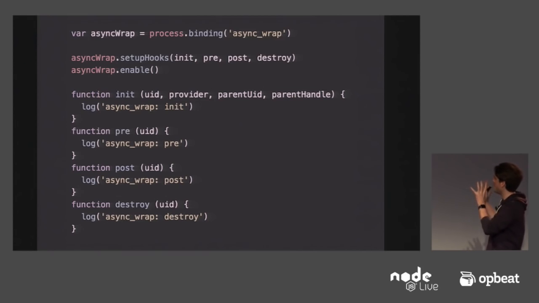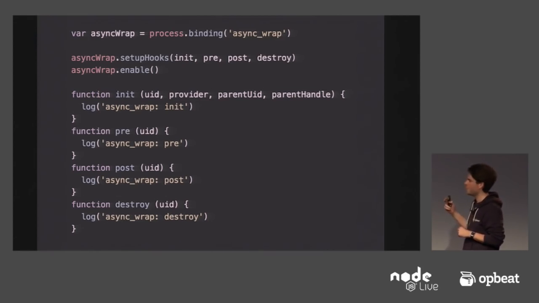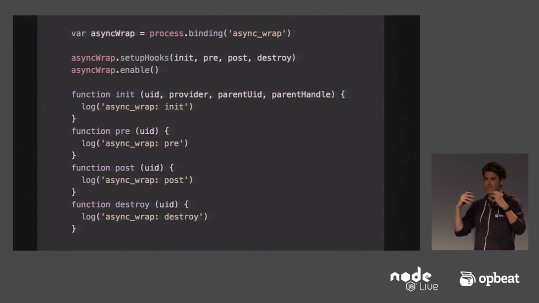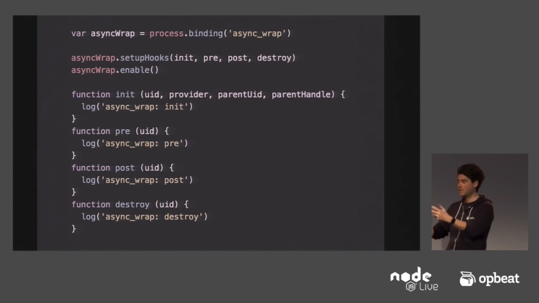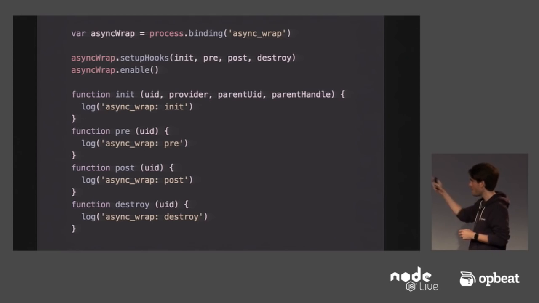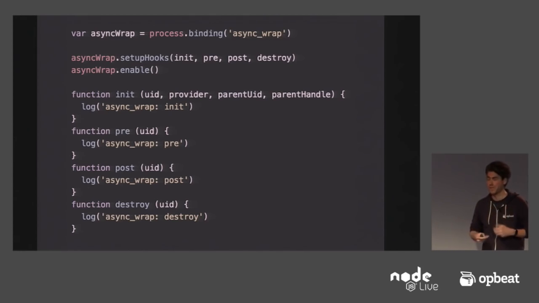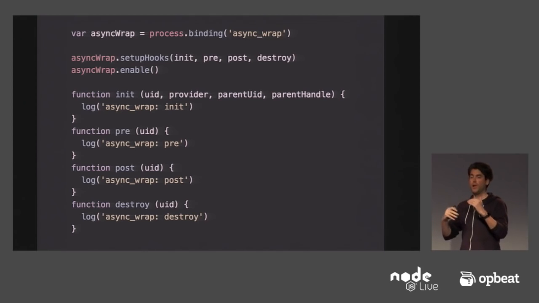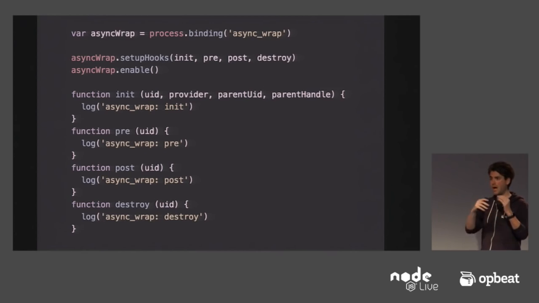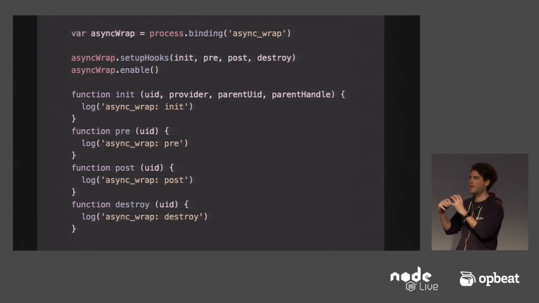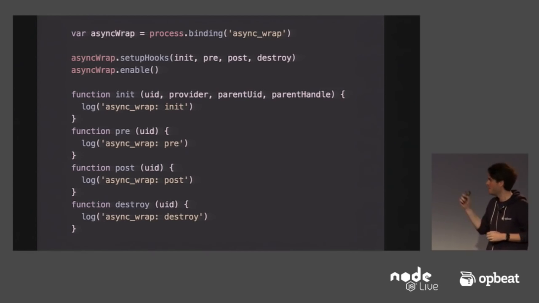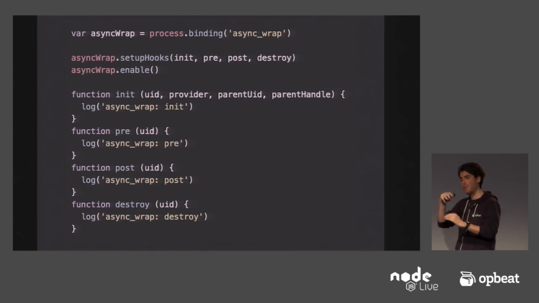So the four hooks are here. The init hook will be called just when you queue something on the event loop, so that function will be called. You get a lot of arguments, so you know what is being queued. The pre-hook is going to be called just before that callback is going to be called. So after it's been dequeued and just before the callback is called, you will get a call to the pre-hook. The post-hook will be called just after the callback has been called.